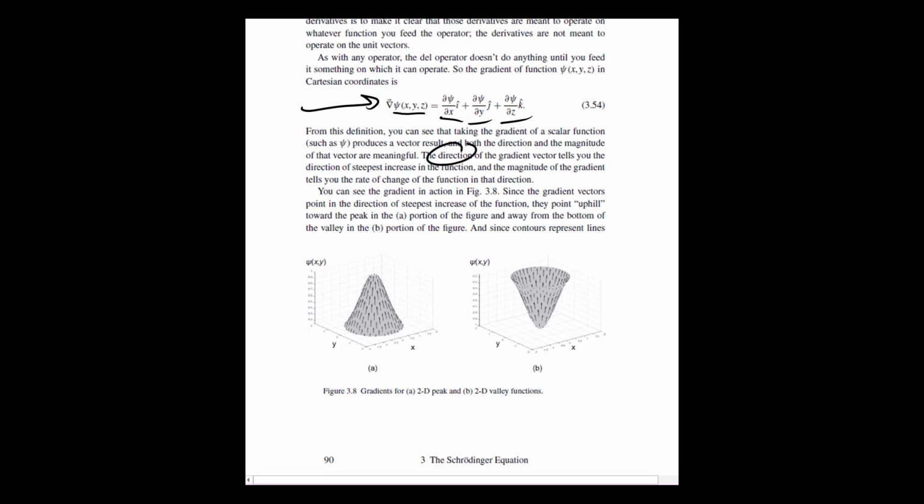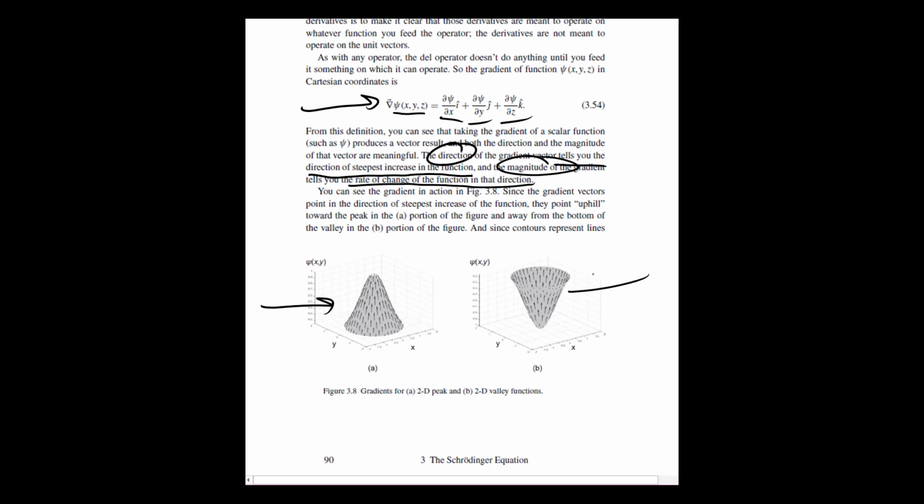The direction tells you the direction of steepest increase in the function. If you think of these heights of the ground, it tells you which way is the steepest uphill direction. And the magnitude of the gradient tells you how steep it is. That is, the rate of the change of the function in that direction of steepest increase. So if we apply it to our psi of xy function here, these arrows are the gradient arrows. Notice they're all pointing uphill in the direction of steepest increase.